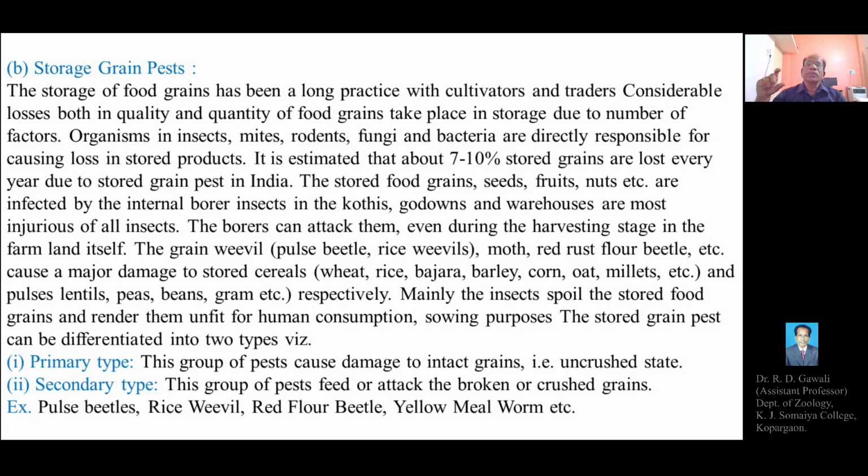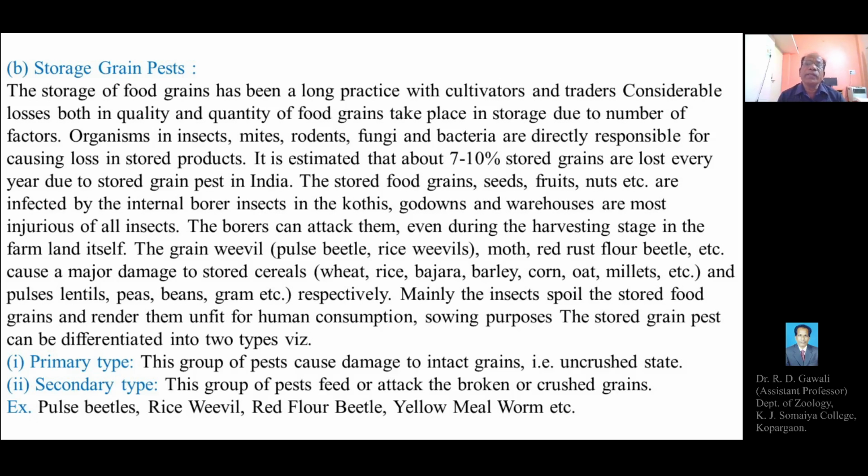So, stored grain pests are attacking the food grains or the cereals or even the fruits or the vegetables, whatever is kept in the storehouses or stored in storages. 7 to 10% of loss is caused due to stored grain pests like pulse beetles, rice weevil, then floor beetle, etc. So these are the different type of beetles or insect pests which are attacking the stored food grains and causing loss of the stored food grains or the products in the storages, and the loss is estimated up to 7 to 10%.